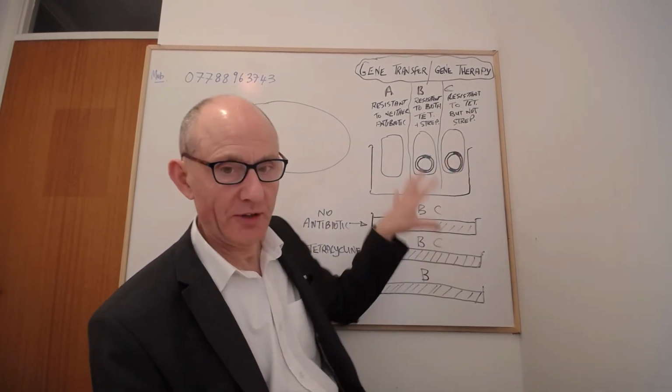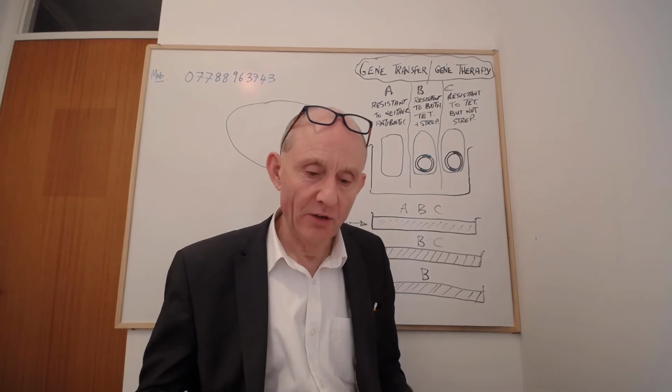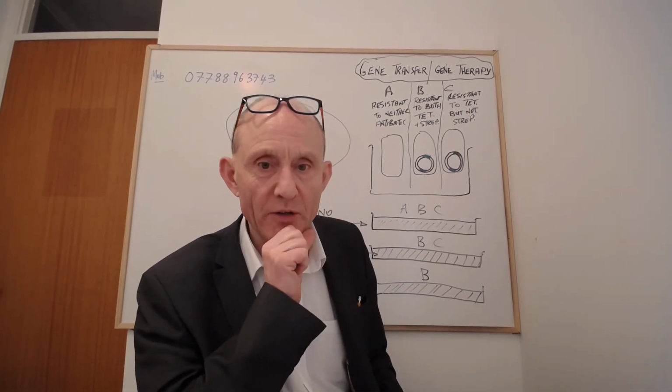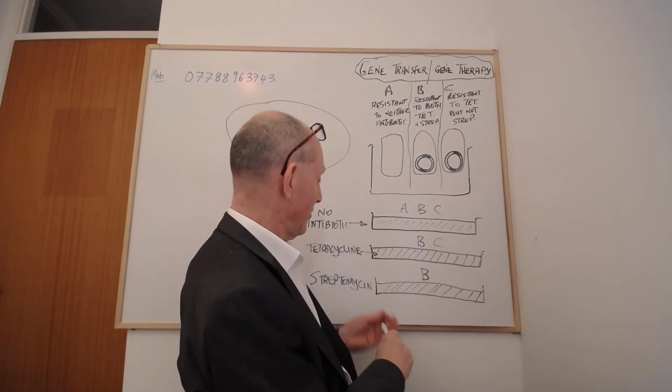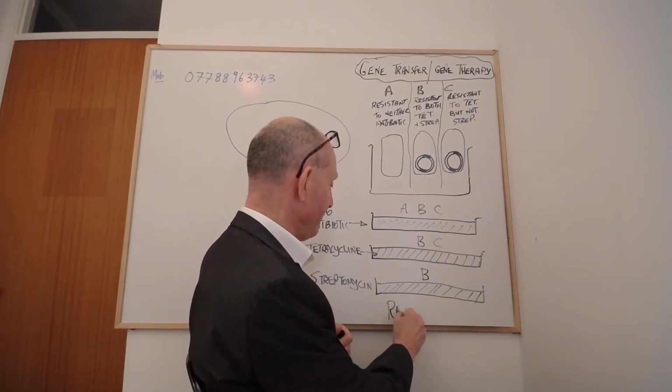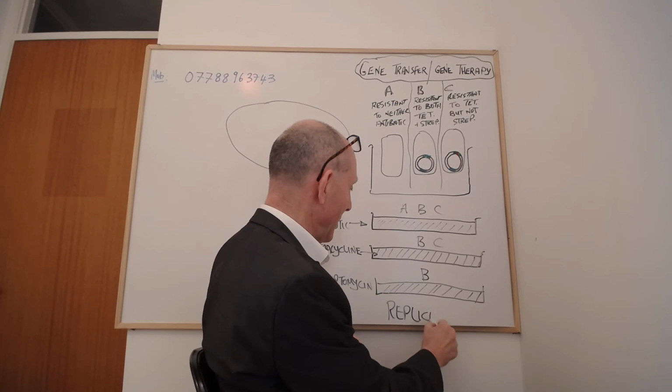Here's the process. This process, for 2 marks, you start off and you say, scientists do a process called replica plating. This process is called replica plating.